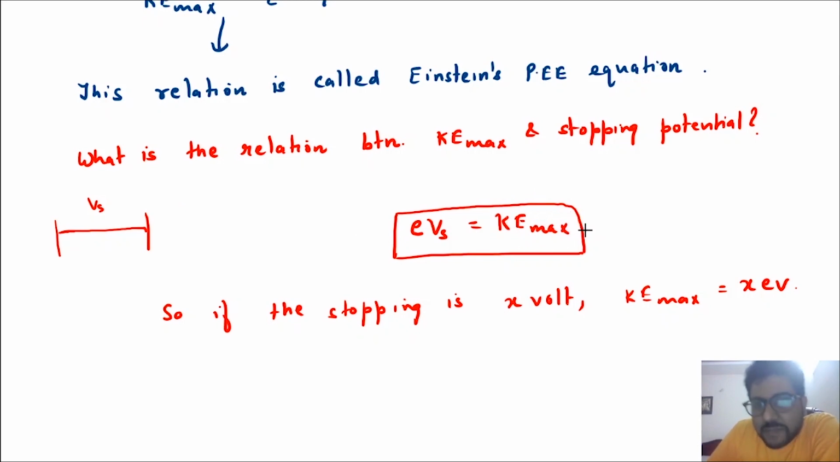So you will write KEmax minus 0 is equal to eVs, because stopping potential is that potential which brings the kinetic energy from KEmax to 0. So eVs is equal to KEmax. This is the relation between stopping potential and KEmax, and it is a very useful and easy relation. In a question, suppose it is given that the stopping potential is x volt. That means they have actually given you the maximum kinetic energy value. The maximum kinetic energy will be x electron volt. It's so simple.